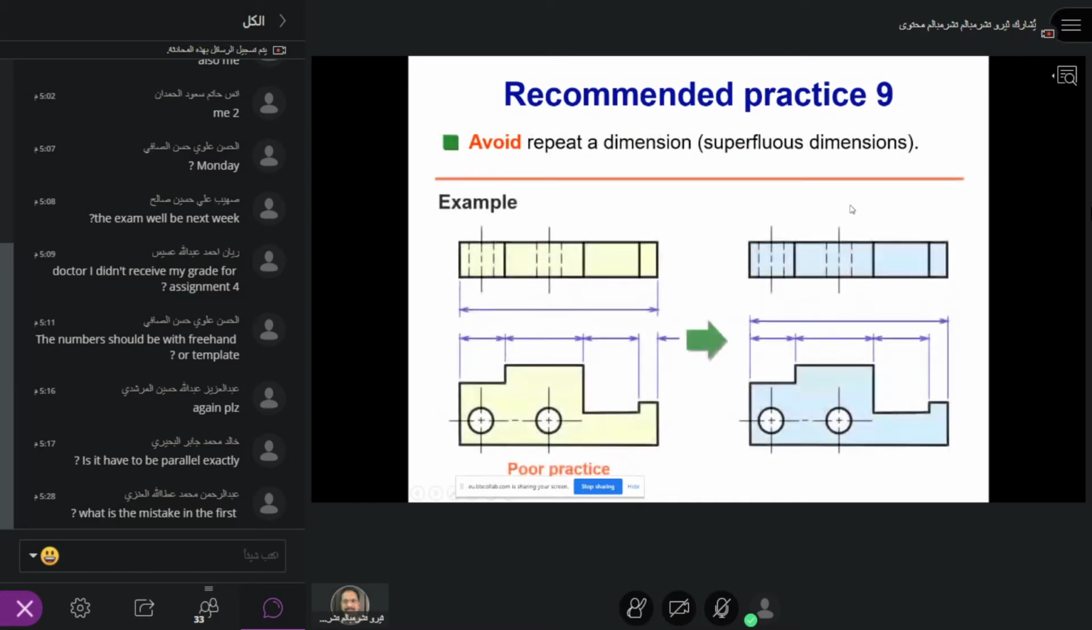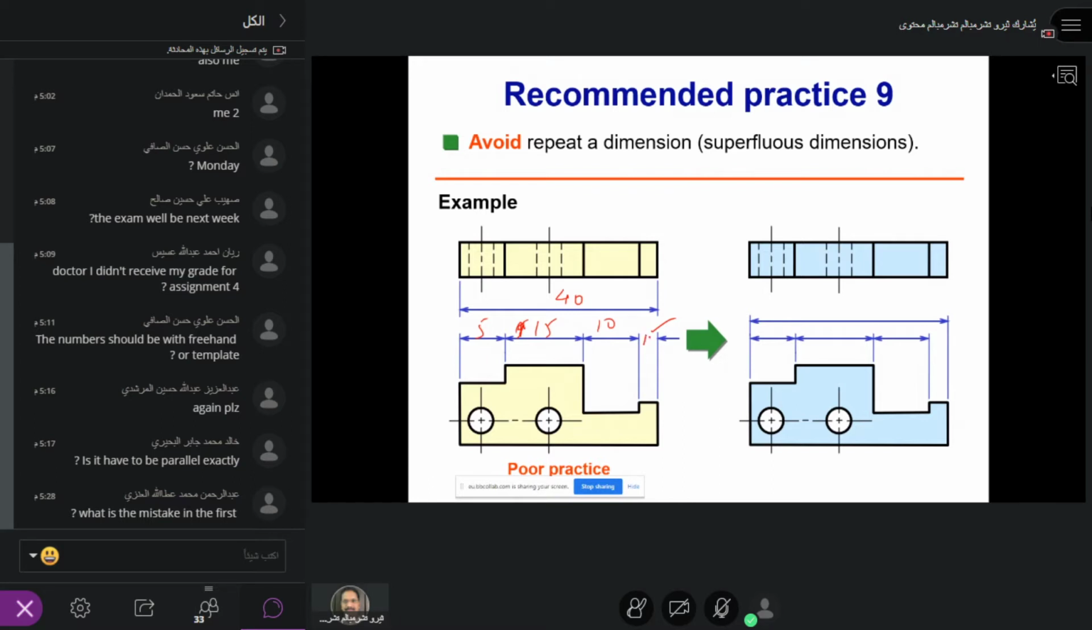Avoid repeating the dimension. Very important again. See, this guy already dimensioned this 5. Let's say this is 5. No, this may be 15. This is 10, let's say. So 10, 15, 15 plus 15 is 30. Correct or not? 30 plus 10 is 40. So if I put 40 here, then automatically we know that 5 plus 15 plus 10 is 30, then this should be 10.